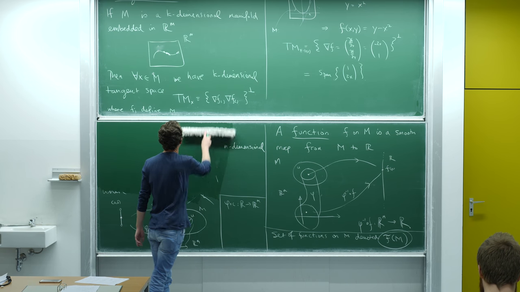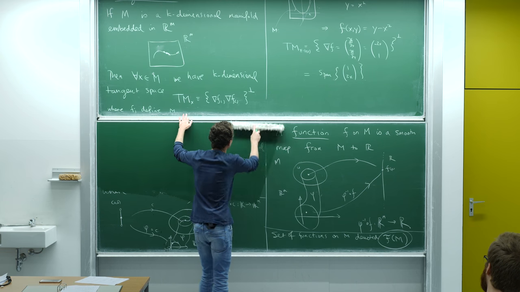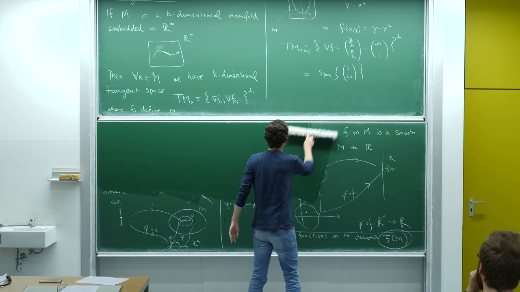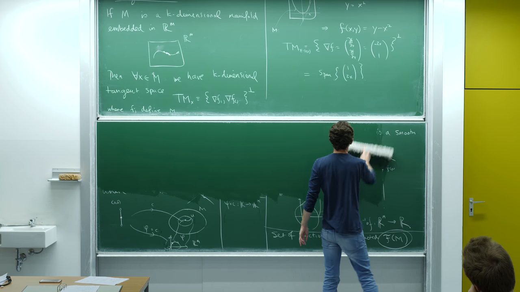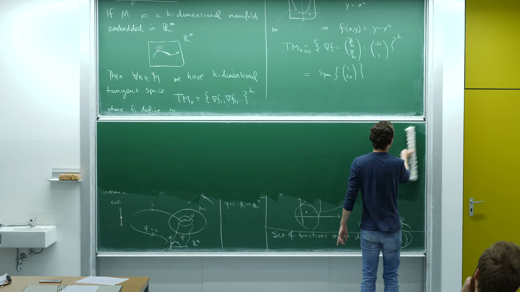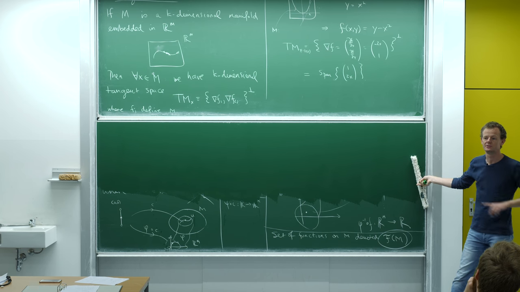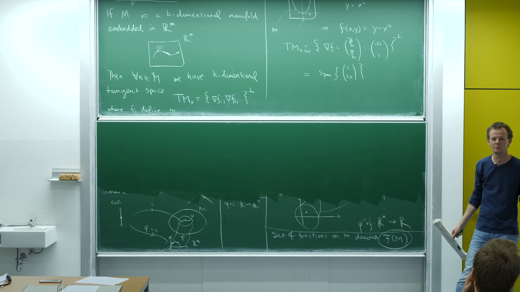But you might be satisfied as a physicist with that notion. But as a mathematician, if you put on your mathematician hat, you would have grounds to be a little concerned by this definition, because this definition seems to depend on your embedding. So it's a bit arbitrary, isn't it?